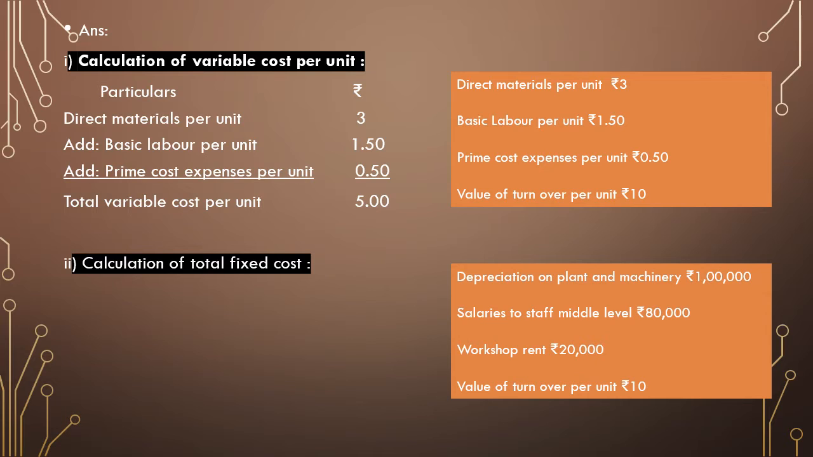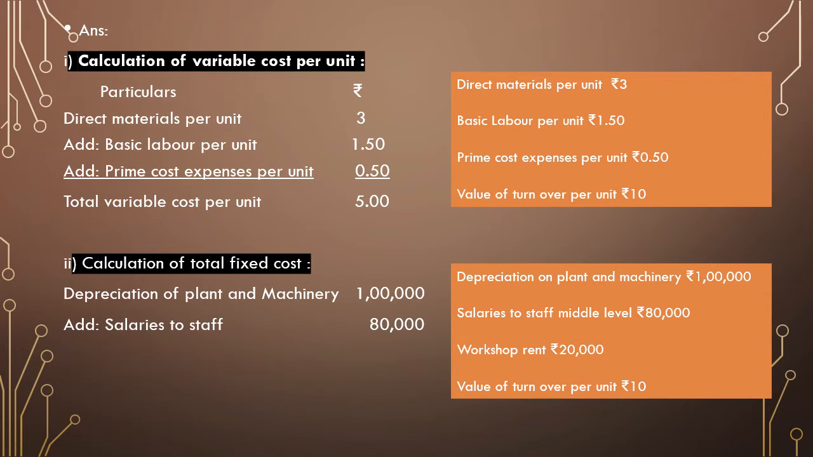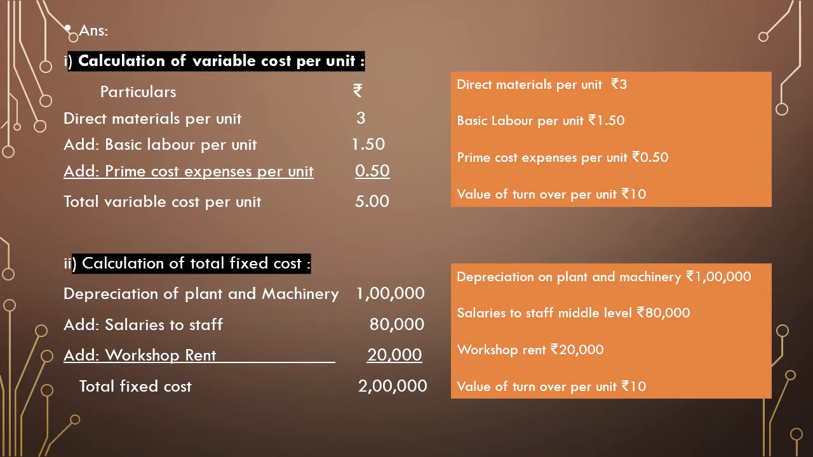Workshop rent of rupees 20,000. As we know, rent is also our fixed cost element. Hence, it will again get added to the calculation of fixed cost. So, first depreciation on plant and machinery 1 lakh plus salaries to staff rupees 80,000 plus workshop rent rupees 20,000. In this way, we will get our total fixed cost of rupees 2 lakh.